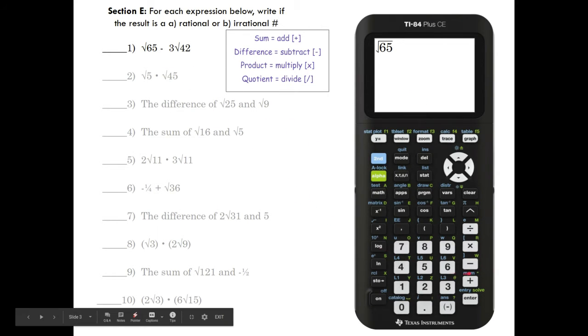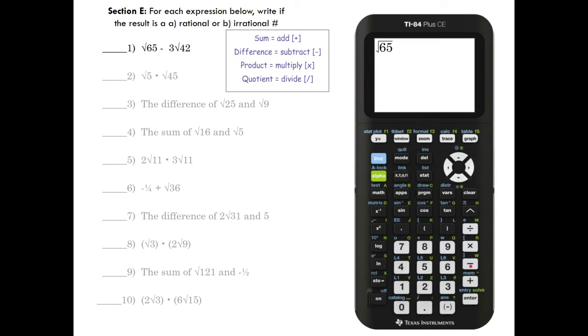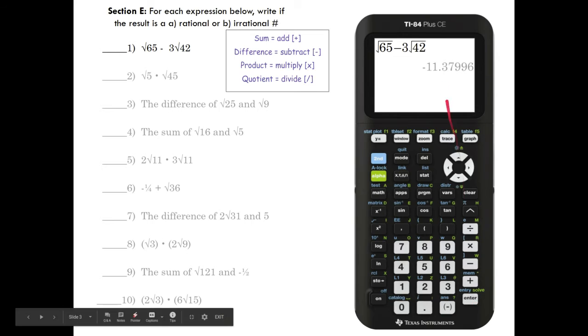This is a dash. This means minus. In between two numbers is going to be a minus sign. So you click the minus sign. It's a longer line like this. Then you have 3, and then radical is second, x squared is the radical, 42, and then you click enter, and you'll see this number, negative 11.37996.